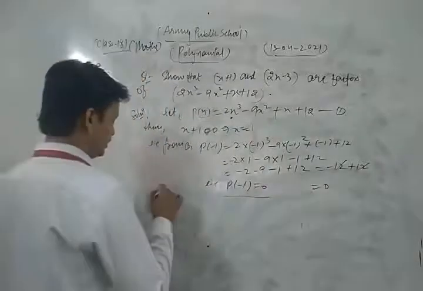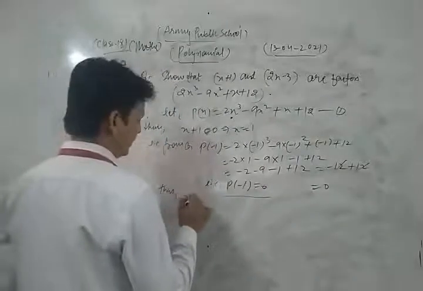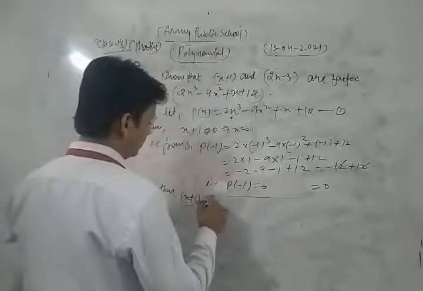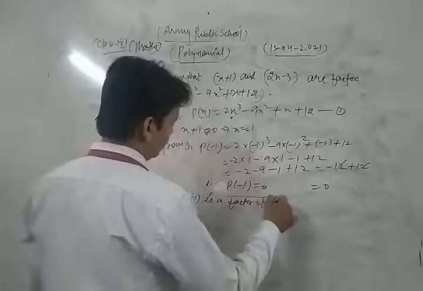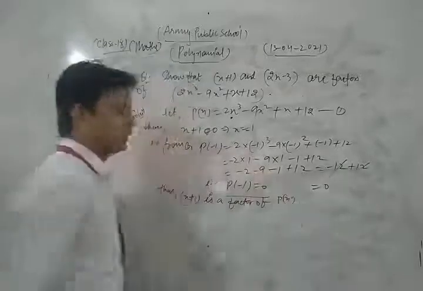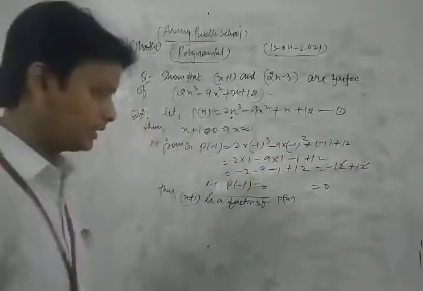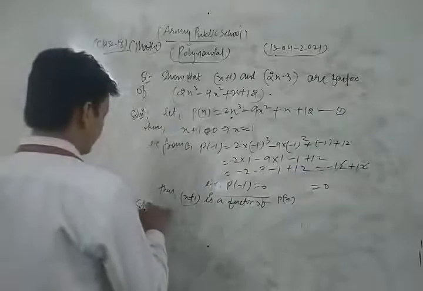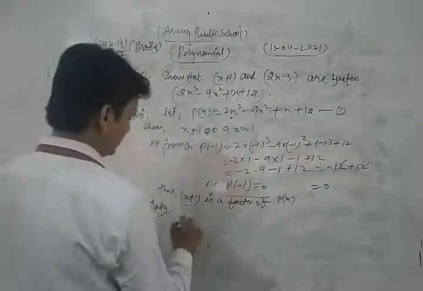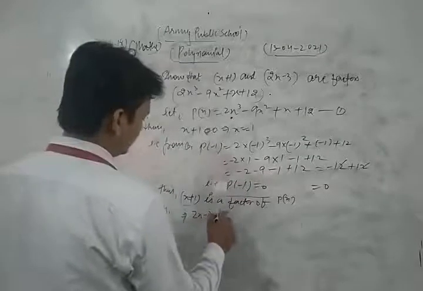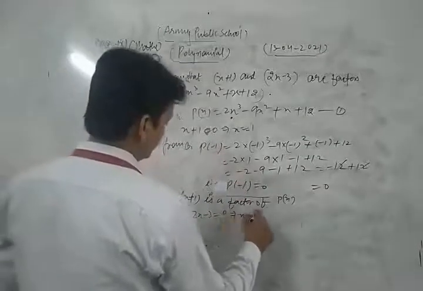So thus x plus 1 is a factor of the given polynomial p(x). Okay, similarly we take 2x minus 3 is equal to 0, so we get x is equal to 3 by 2.